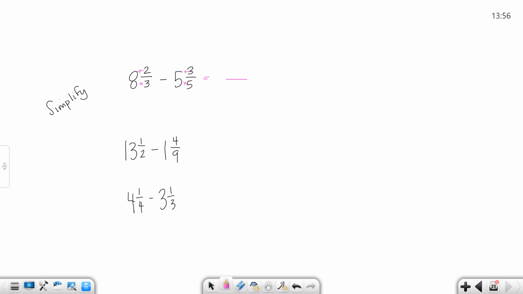So this first fraction would be 8 times 3, which is 24, plus 2 would be a 26/3. And the second fraction here would be 25 plus 3 would be 28/5. Okay, and so then we'd get a common denominator and move from there. Okay, so I'm going to go through that step with all of these and then we can proceed.